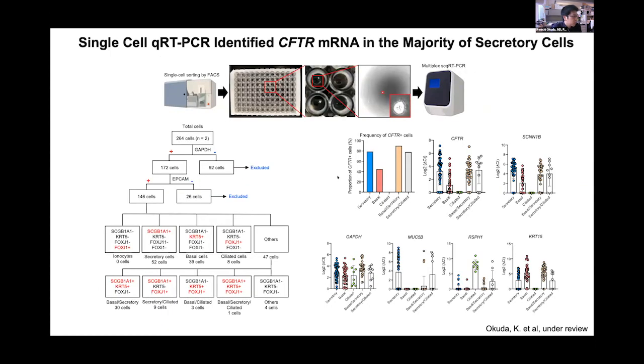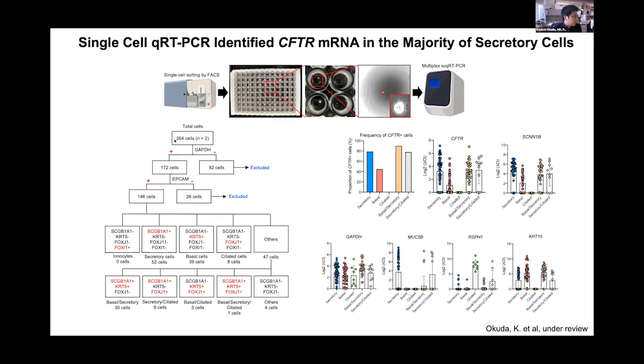And next, we also used a more sensitive method than single-cell RNA in situ hybridization, a single-cell-based method. This is single cell qRT-PCR. So we got large airway single cells from healthy volunteers by bronchoscopy, sorted single cells, and put each single cell into each well of 96-well plates, and then ran qPCR on each cell and looked at the gene expression for our target genes.